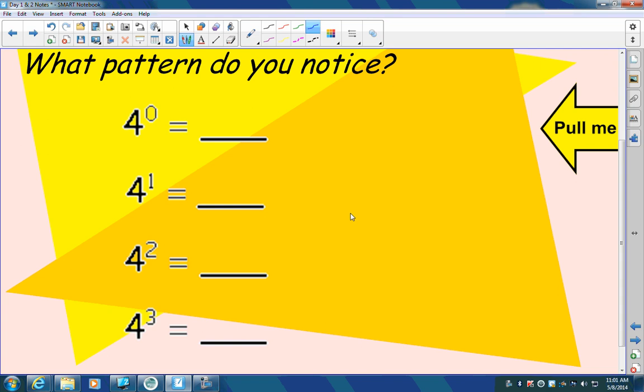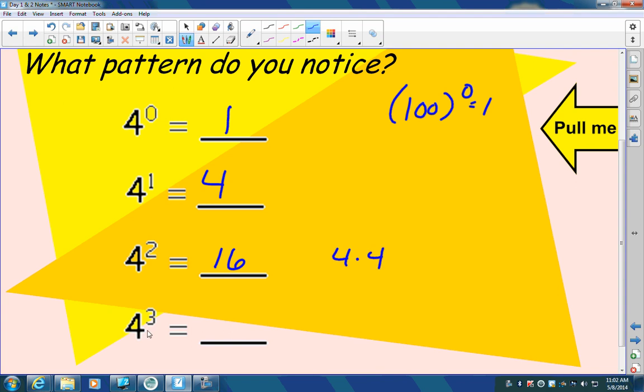If you're getting an error, Miss Dawson will be around to look and see what's happening. 4 to the 0 power is 1. Any number to the 0 power is always 1. It could be 100 to the 0 power, and that's 1. That's a reminder of what we did during our exponent unit. Now, what about 4 to the first power? What do you get there? 4. 4 to the second power? 16. Remember, that means 4 times 4.